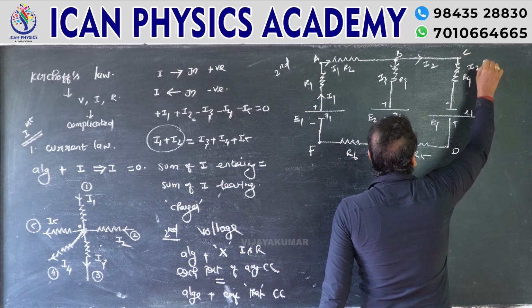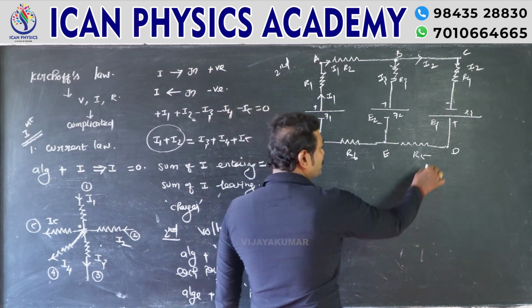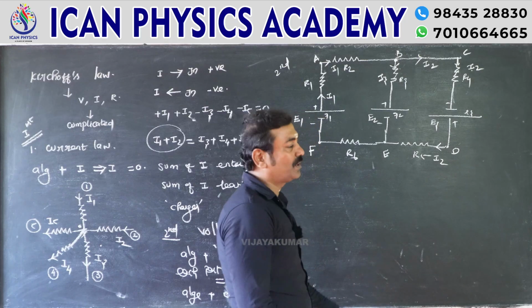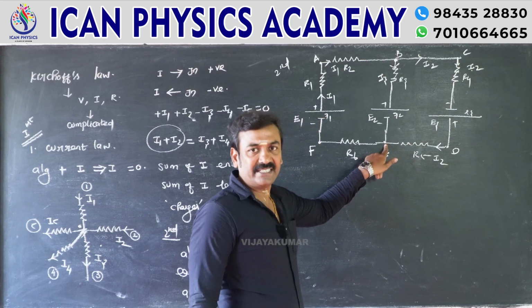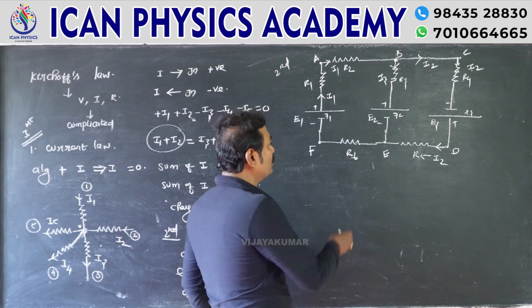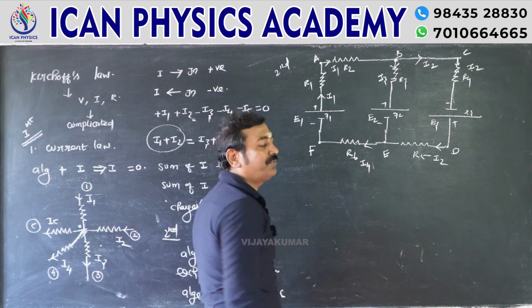So the same I2 is the current flowing through R4 and it comes to the junction D. It is just a turn. So I2, and it comes to the junction D. At the junction E, it splits into two. So already I have given the name I3. So here it is I4.